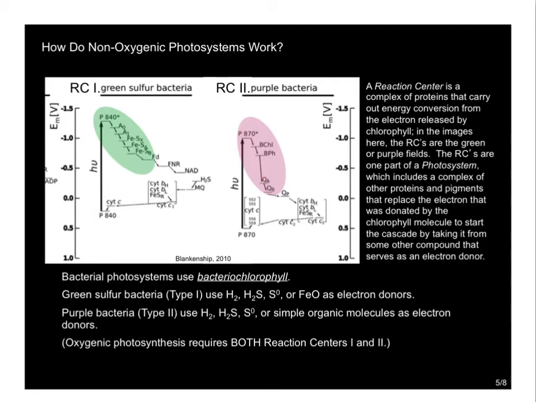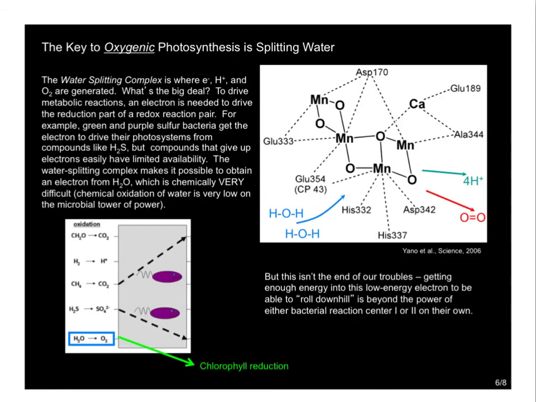So why do oxygenic photosynthesizers like plants need both? Let's take a look. Okay, so running a photosystem as a closed cycle generates energy, but it doesn't generate the hydrogen ions that are needed to synthesize organic matter.